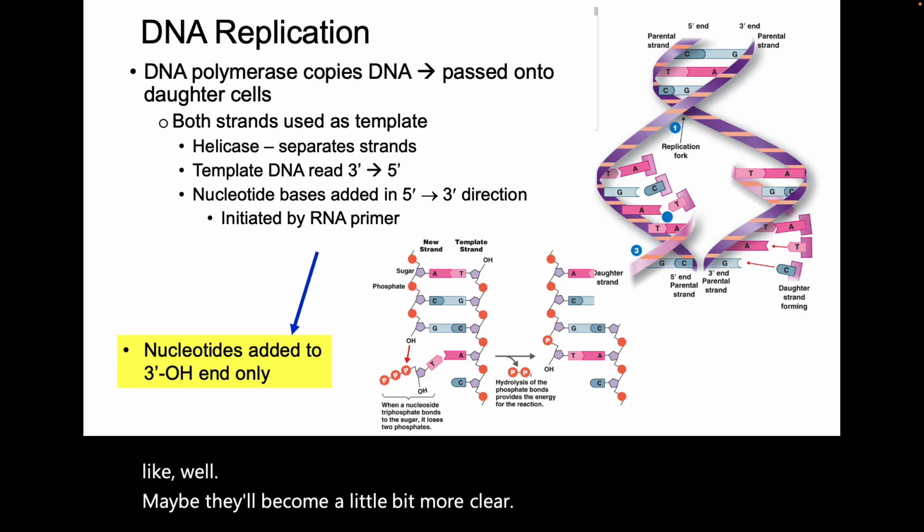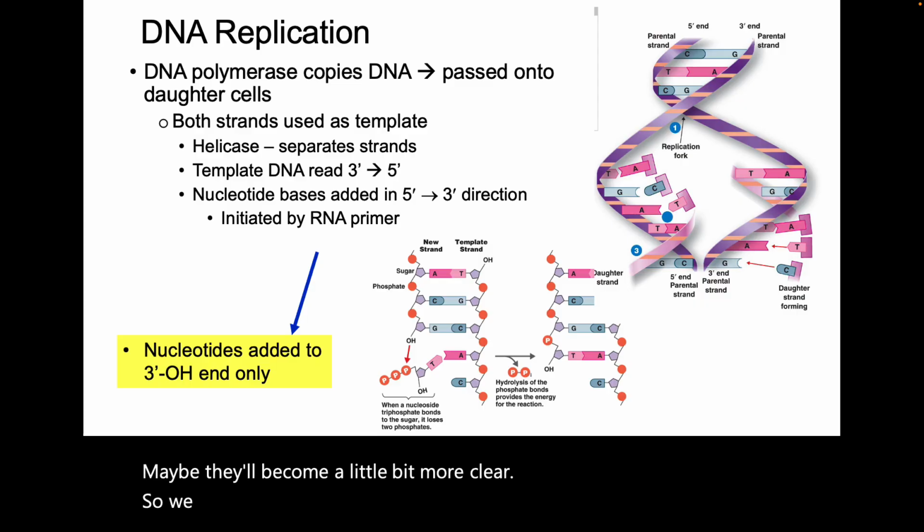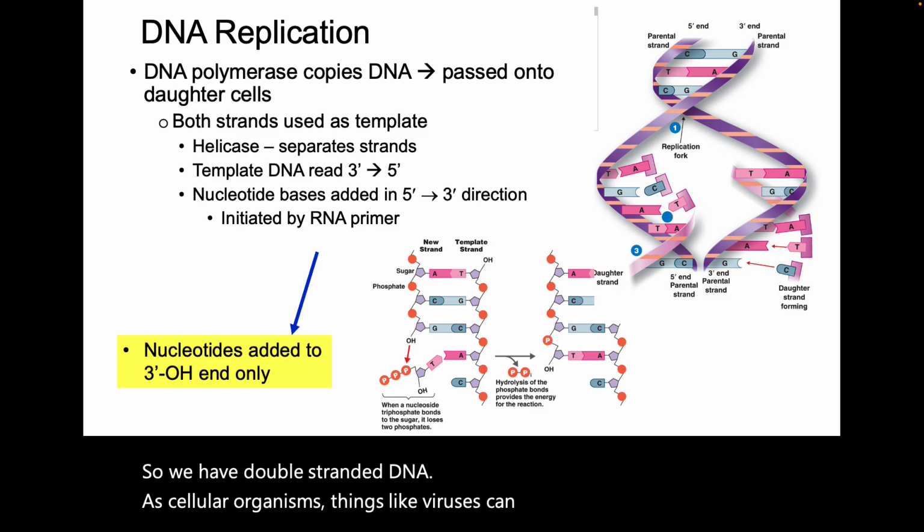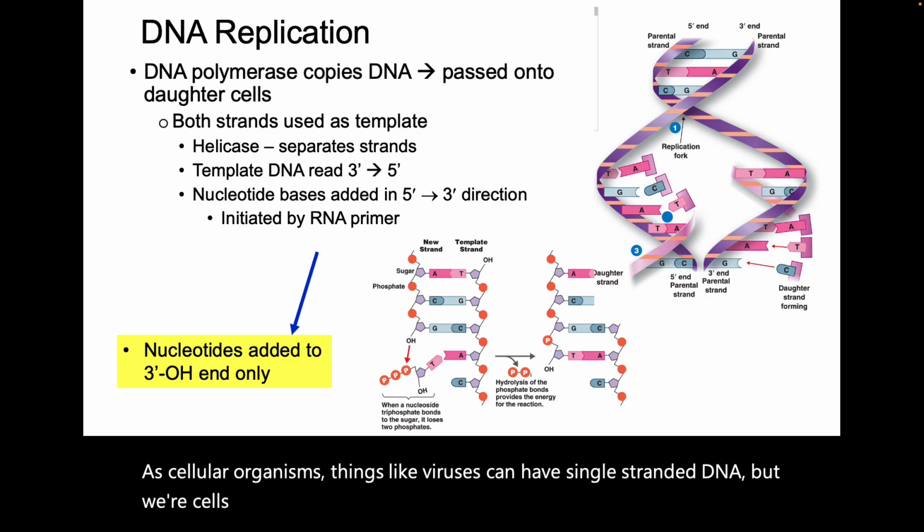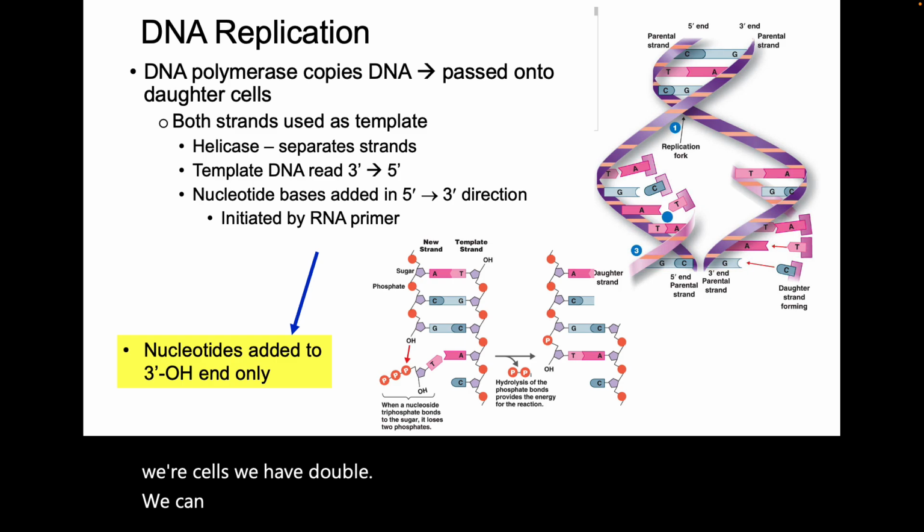So we have double-stranded DNA as cellular organisms. Things like viruses can have single-stranded DNA, but we're cells, we have double. We can use both strands of the DNA as a template.